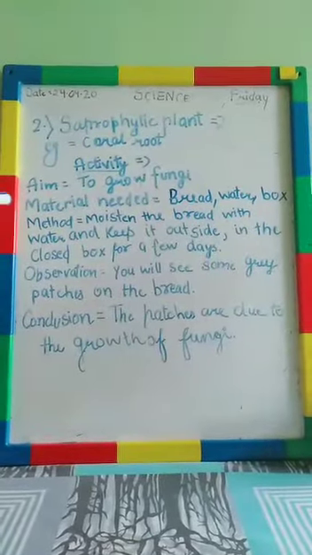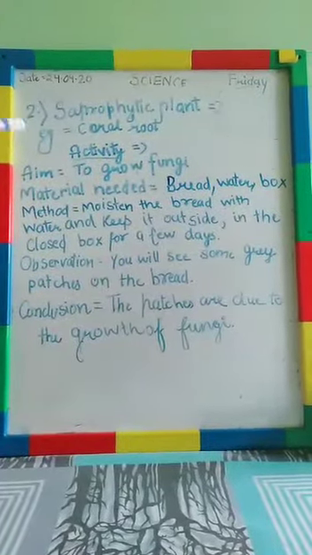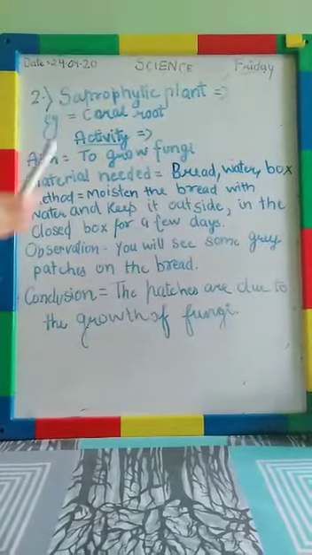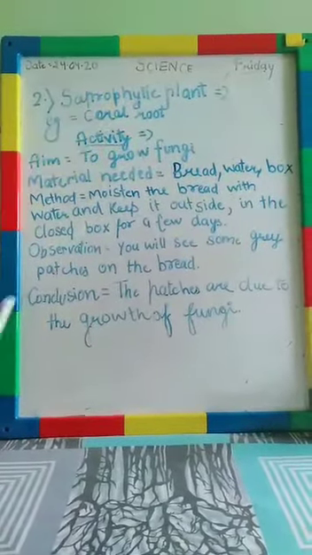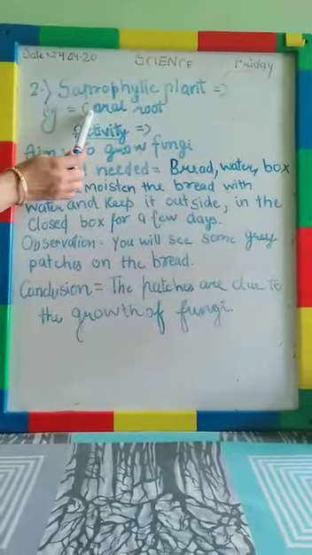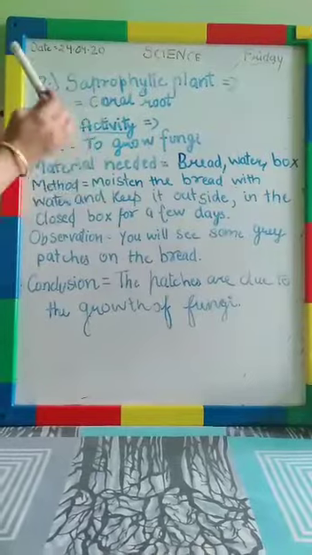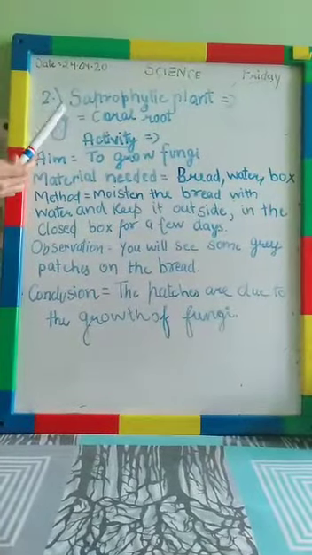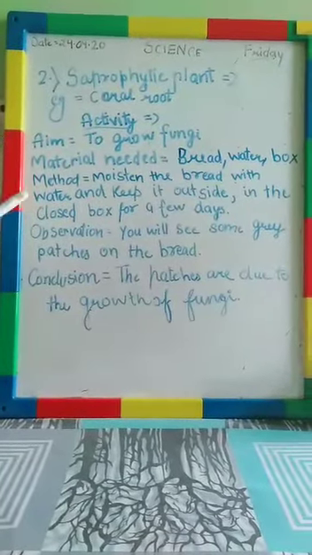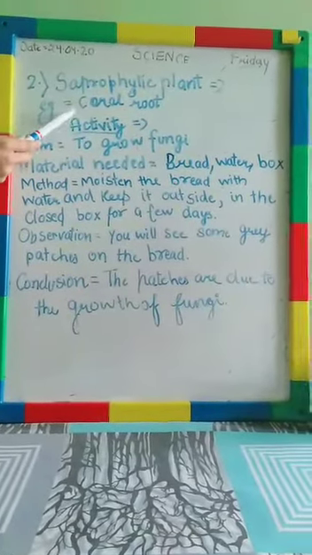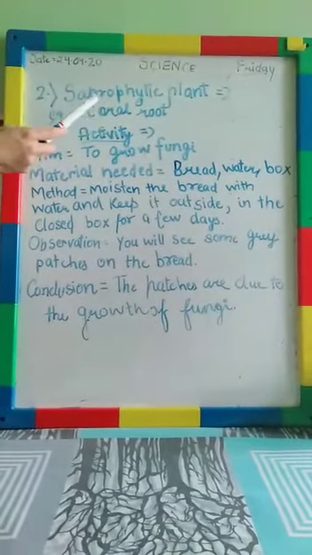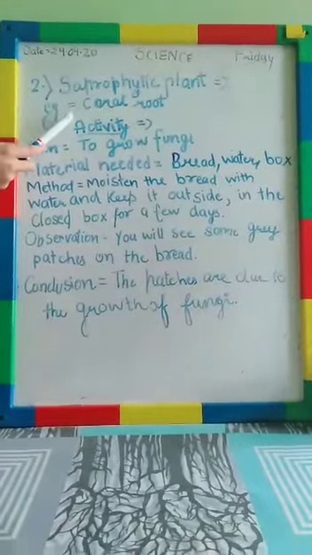So students, we have already discussed the first heterotrophic plants, that is parasitic plants. We'll move on to the second, that is saprophytic plants. What is an example of saprophytic plants? Coral root is an example of saprophytic plants. Now students, we will learn more about saprophytic plants. A saprophytic plant is one that obtains its nutrition from dead and decaying plant and animal matter.